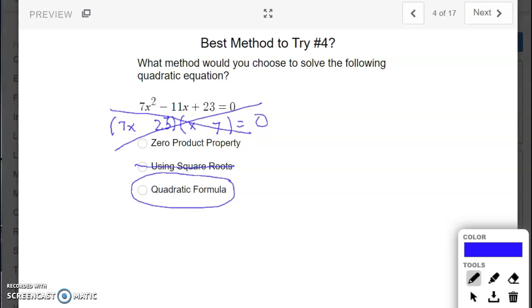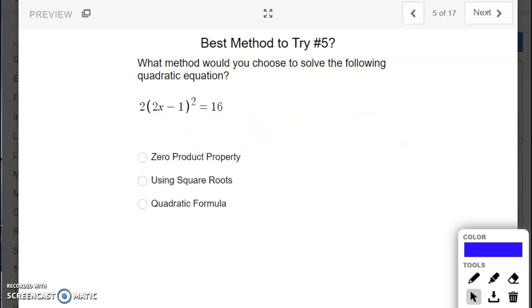I know that the quadratic formula always works. I just need to correctly identify a is 7, b is equal to negative 11, and c is equal to 23. But generally, unless we're dealing with really big numbers, I would try to do the factoring first.